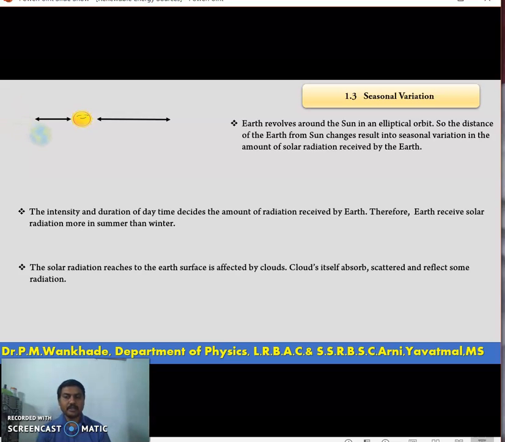The amount of solar radiation reaching the Earth's surface is affected by clouds. Clouds themselves absorb some radiation, some radiation will be scattered, and some radiation will be reflected by clouds. This happens frequently on rainy days. The amount of solar radiation reaching Earth's surface depends on the duration of cloud cover, type of cloud cover, and distance from the Earth's surface. So all these factors decide the amount of solar radiation received by the Earth.